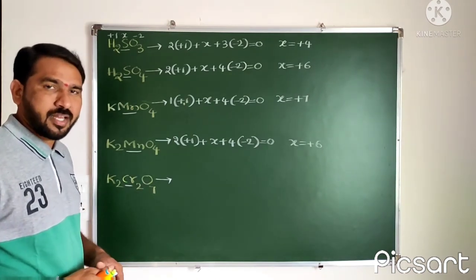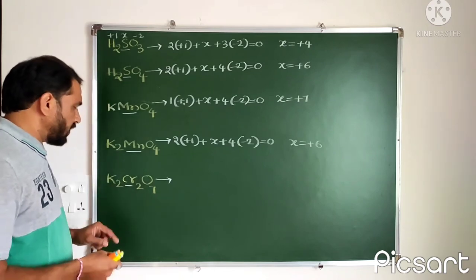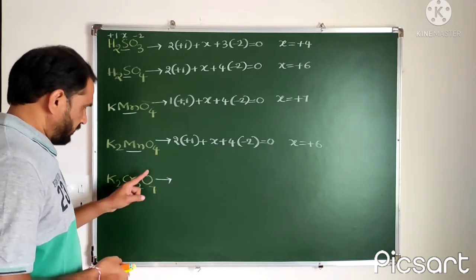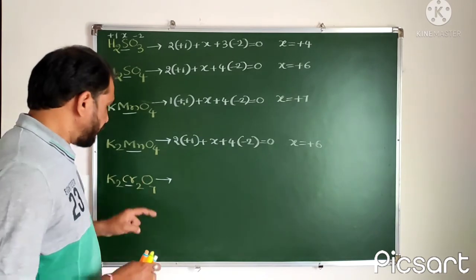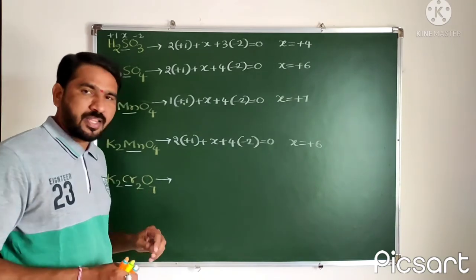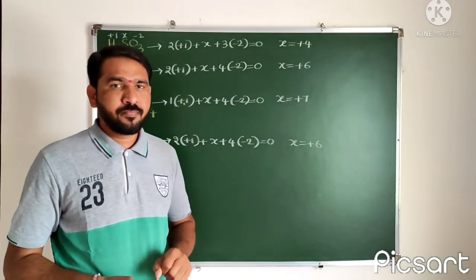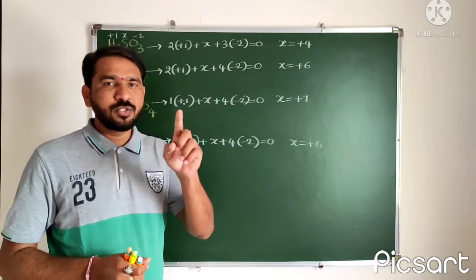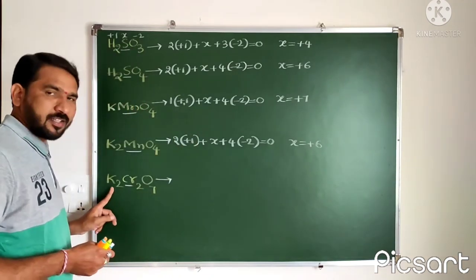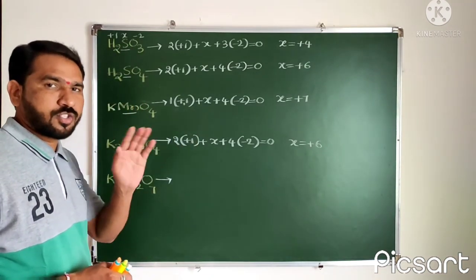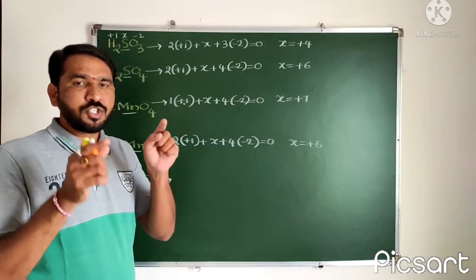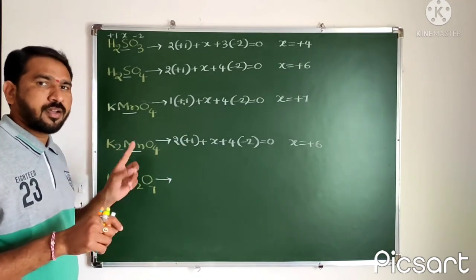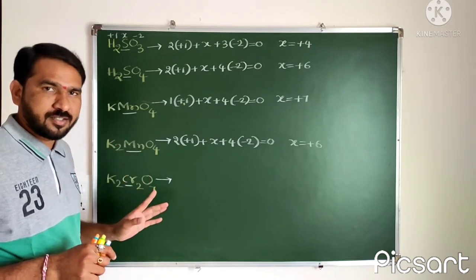K2Cr2O7, potassium dichromate. So we need to find out the oxidation state of chromium. General method without using formula. -2 into 7, that equals -14. It means +14. Among +14, +2 is deducted by 2 K+ ions, remaining +12. That +12 is shared by 2 chromium. Each carries how much? +6 oxidation state.